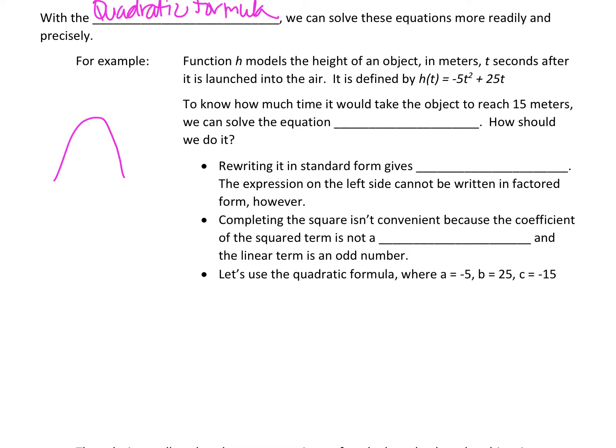So to know how much time it would take the object to reach 15 meters, so that is a height measurement they're giving us, we can solve the equation. So instead of h of t, we're going to replace that with 15. We want to know, when is the object 15 meters high? And so negative 5t squared plus 25t. So we can solve that equation, but how should we solve it?